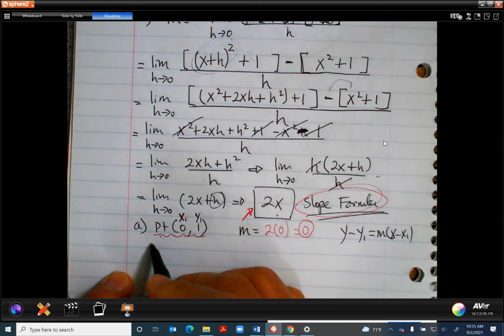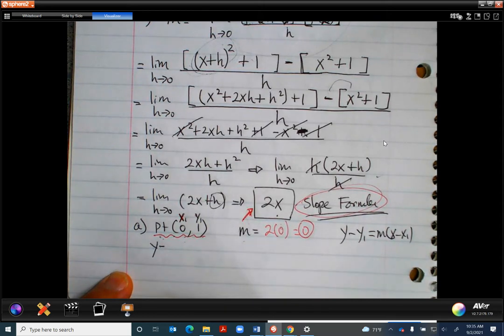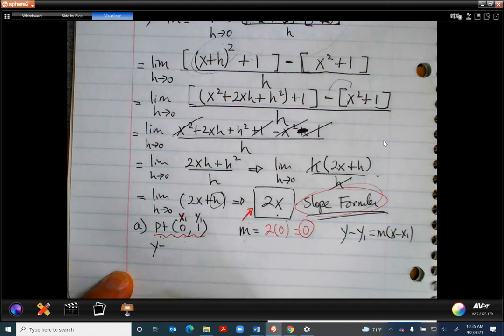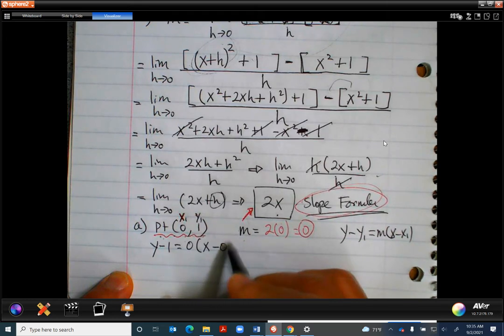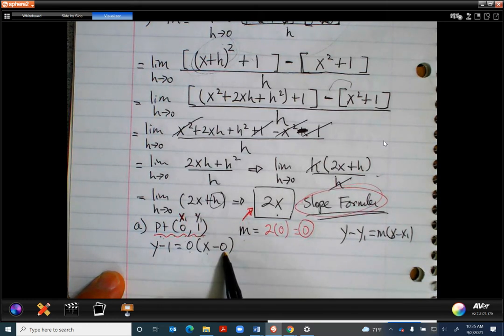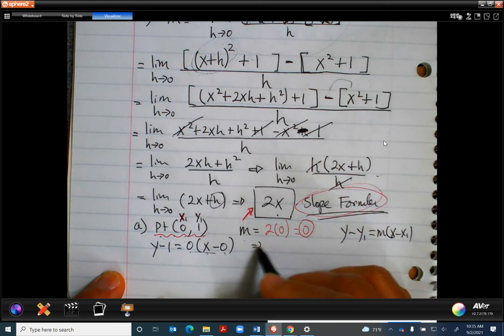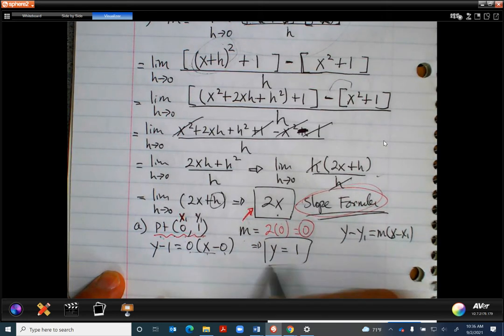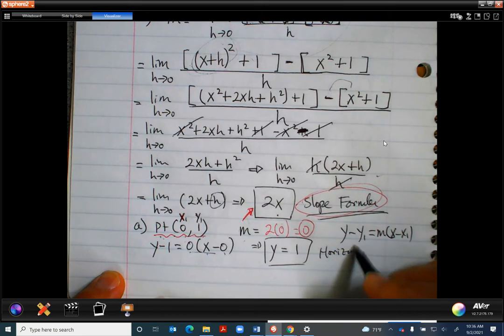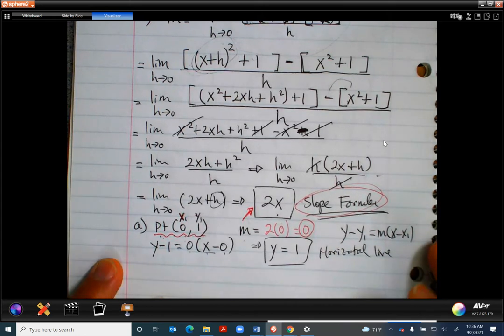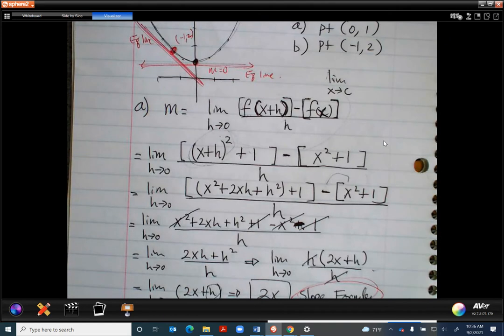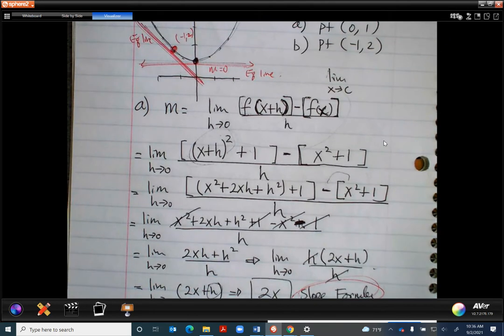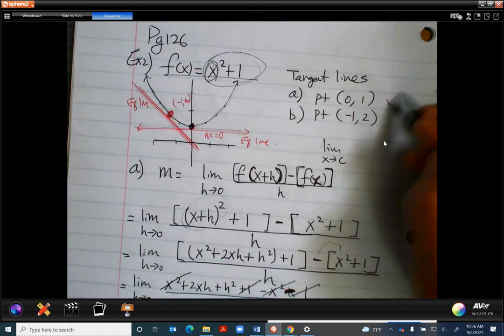So if you plug this in, isn't this y minus 1 is equal to 0 times x minus 0. But what is 0 times anything? 0. So you have y is equal to 1. And that is your horizontal line at 1. Isn't that what we had? Yeah. Horizontal line at 1. So that makes sense. So we found part A. Check. We're done.